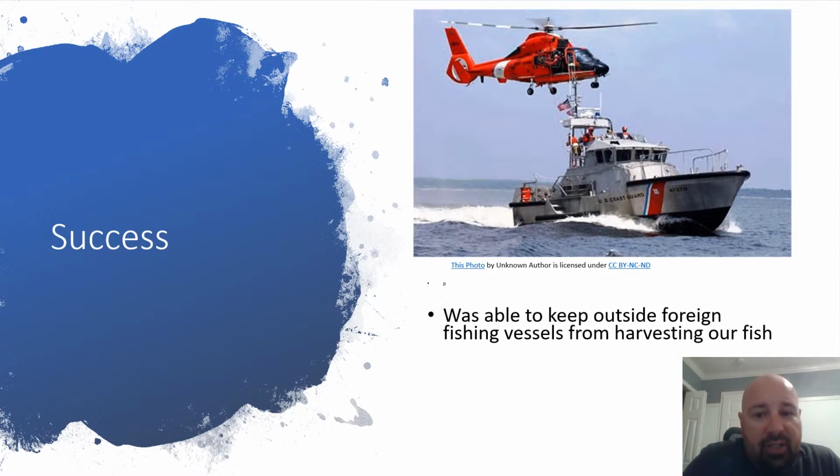Well, it did have success. The success was that it was able to keep outside foreign fishing vessels from harvesting our fish. You notice I put a picture of the Coast Guard. When most people think of the Coast Guard, they think of drug interdiction, getting the drugs off the boats coming in from down south, or they think of people being rescued by the Coast Guard. But in all actuality, the Coast Guard's largest operation for many years was actually fish management and managing the fisheries. They would board vessels and check stocks that fishermen took. They would check the measurements of the fish. They'd check the quantity of the fish. So the Coast Guard really played an integral role in helping with our overfishing issue.